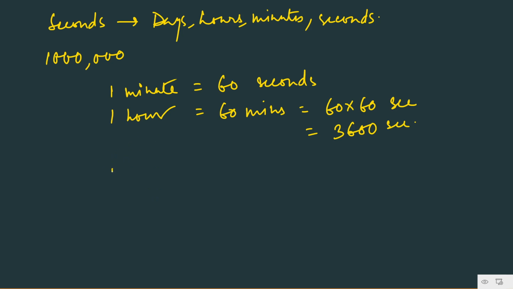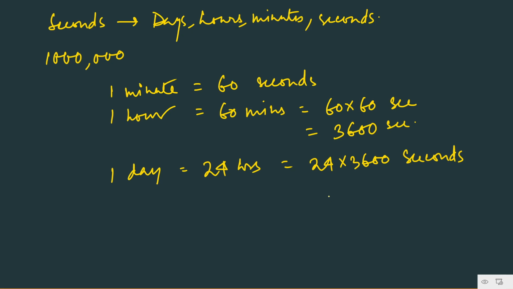And then one day has 24 hours, and each hour has 3600 seconds. So one day has 24 times 3600 seconds, which is equal to, I think, 86400 seconds, I think. Okay, so this is what you have, right?